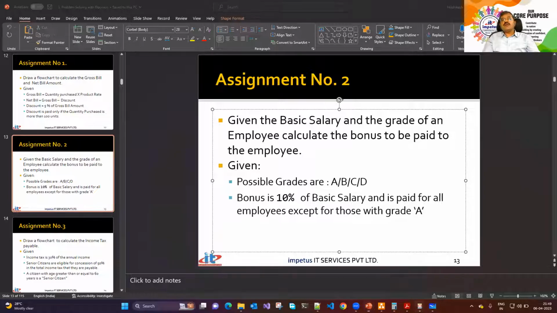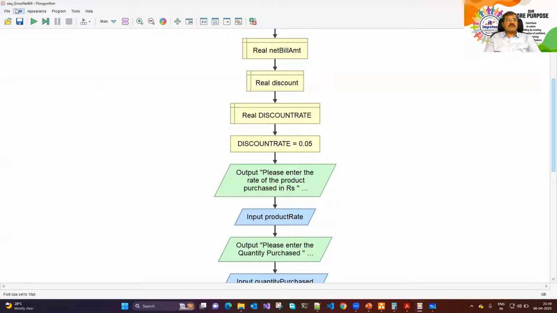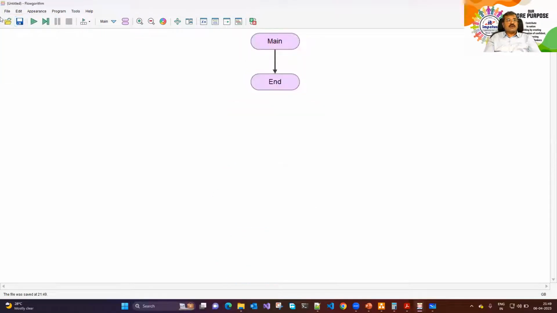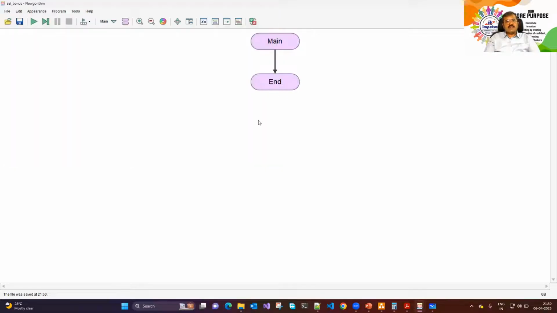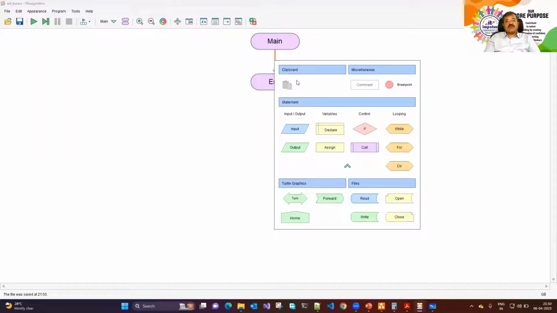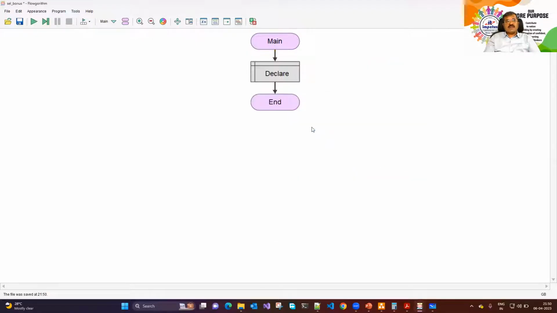So let's go here and solve. So we already saved this. So we'll take a new one and I'll save it. I'll say this is for selection, SEL selection, and this is for selection bonus, I say. So we have variables, we'll have to define all those variables. So we start declaring the variables.